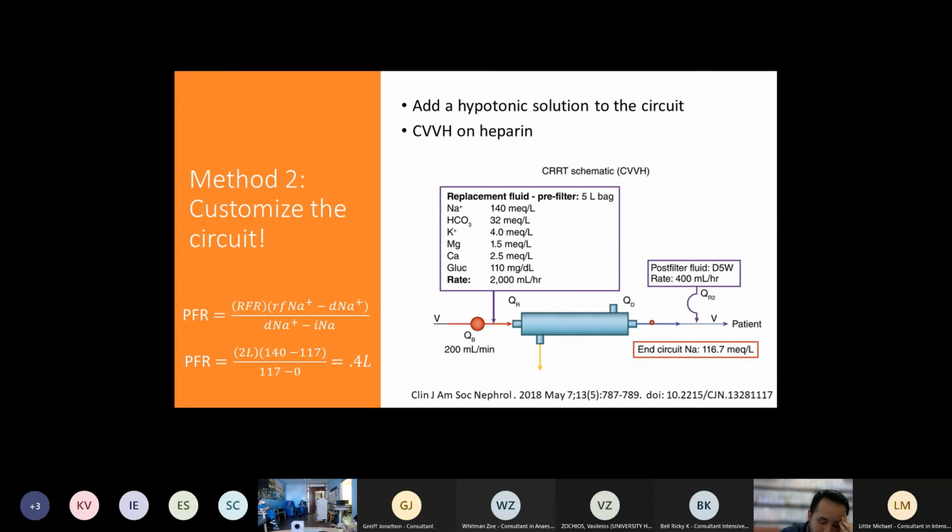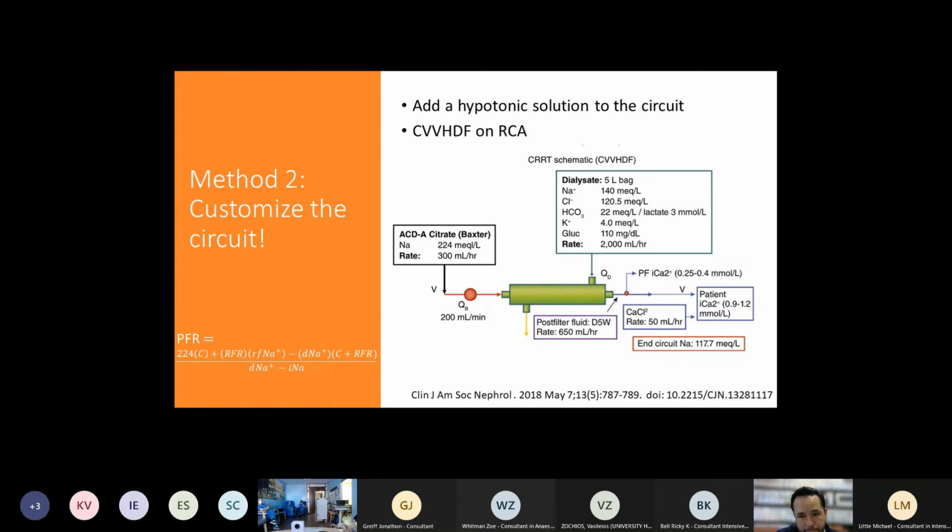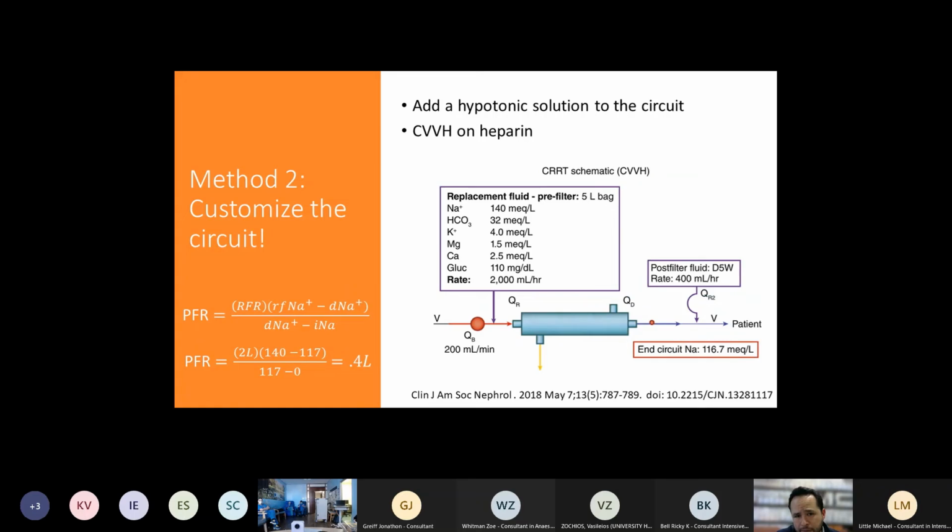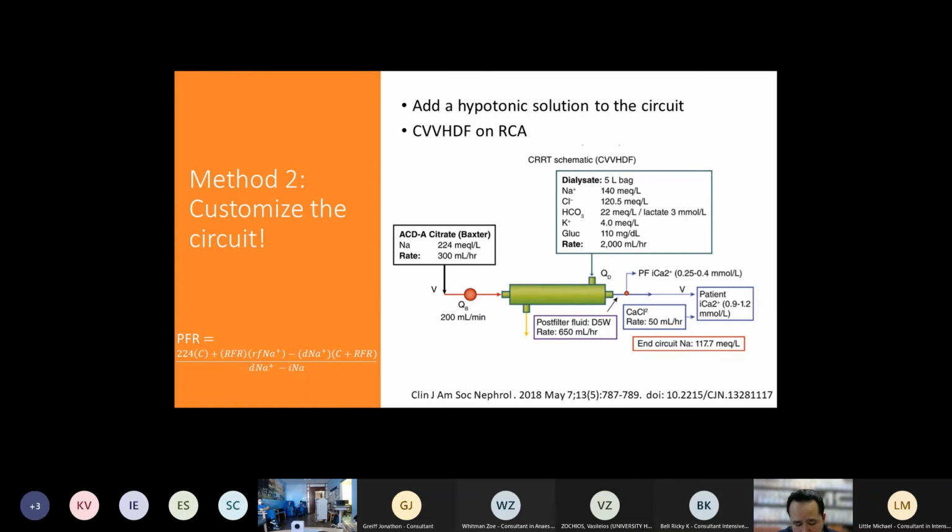Method number 2, which perhaps is not necessarily that difficult, is just to consider the addition of 5% dextrose into the post-filter fluid. And by doing so, by adding a hypotonic solution, we're actually making the sodium in the circuit lower. Again, not a lot of people use this. There are some units that are using it, and the rationale is just not to expose the patient to a significant change in sodium increase by fluid removal or by solute removal. This can happen either in patients who are in CVVH, the same as patients in CVVHDF, either with heparin or with citrate.